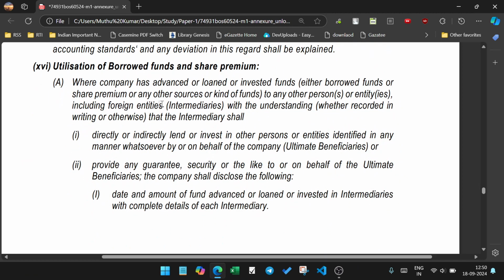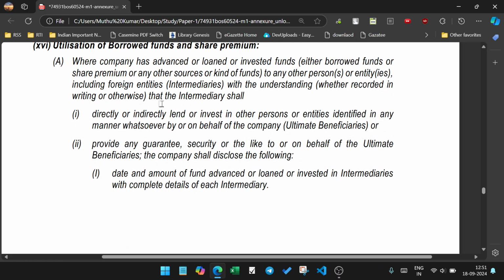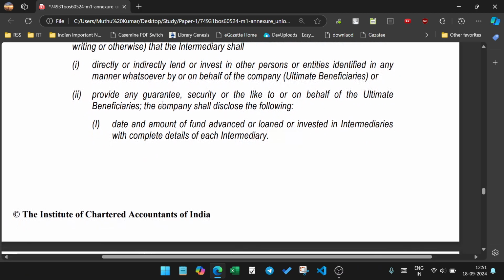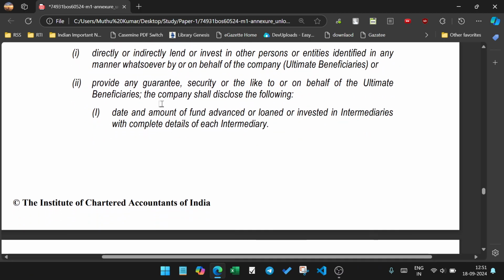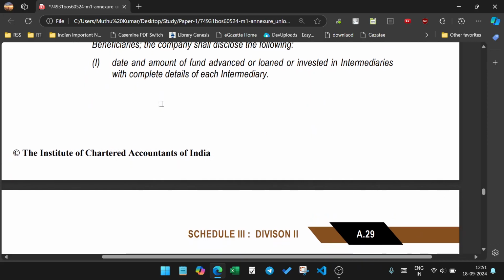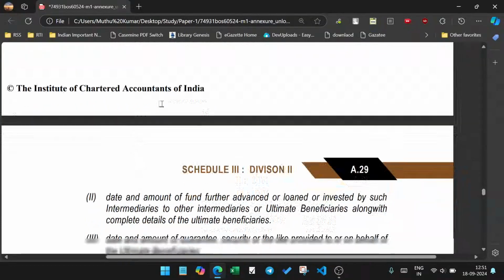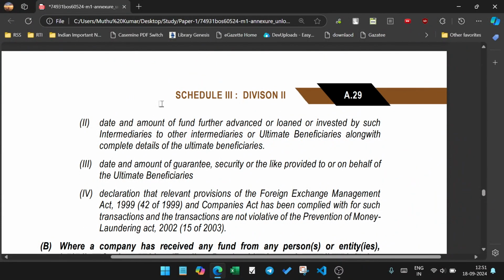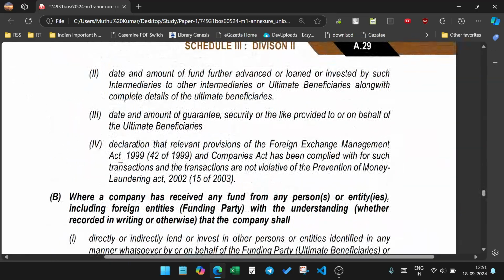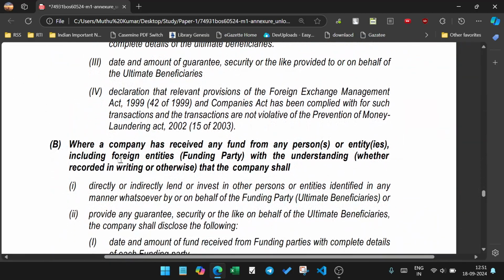Utilization of borrowed funds and share premium. Where the company has advanced or loaned or invested funds, either borrowed funds or share premium or any other sources or kind of funds, to any other persons or entities, including foreign entities (intermediaries), with the understanding, whether recorded in writing or otherwise, that the intermediary shall directly or indirectly lend or invest in other persons or entities identified in any manner whatsoever by or on behalf of the company (ultimate beneficiaries), or provide any guarantee, security or the like on behalf of the ultimate beneficiaries, the company shall disclose the following: the date and amount of funds advanced, loaned or invested in intermediaries, with complete details of the intermediaries; the date and amount of funds further advanced, loaned or invested by the intermediaries to the ultimate beneficiaries; and the date and amount of guarantee or security provided on behalf of the ultimate beneficiaries.